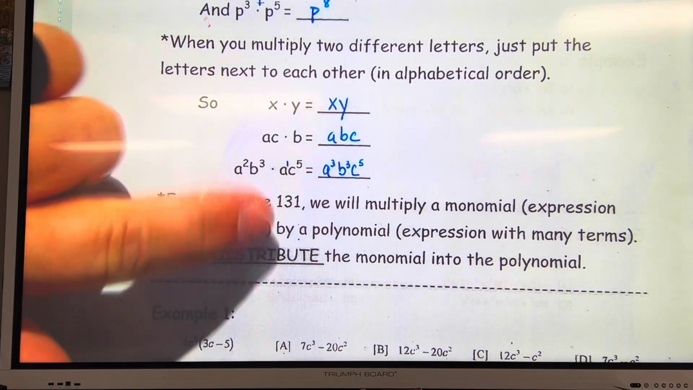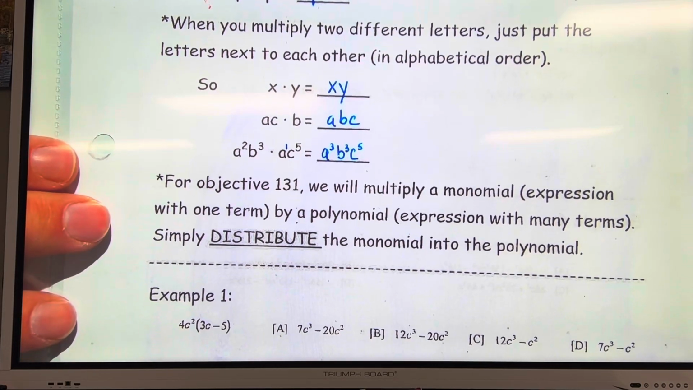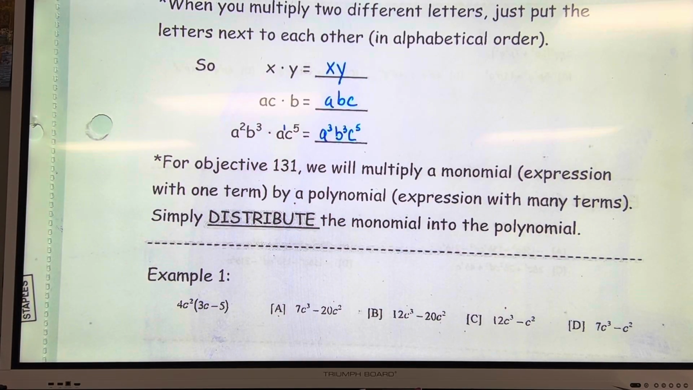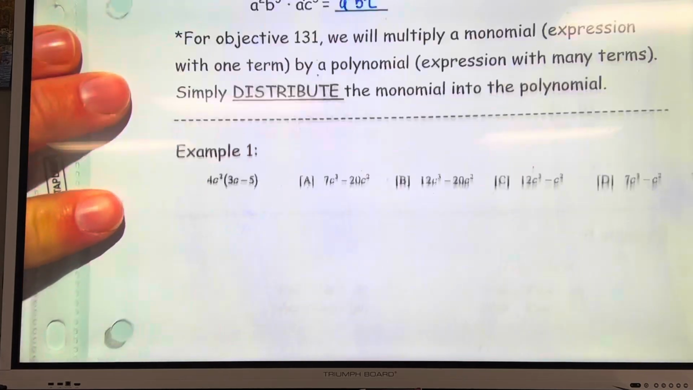So ignore this objective thing. We don't talk about the objectives in that same way. But we're going to multiply the monomial expressions with one term by a polynomial, which is just the distribution thing that we're going to be doing. And then that's all it is. We're just distributing. So it looks fancy, but it's really not. It's the same exact thing over again.